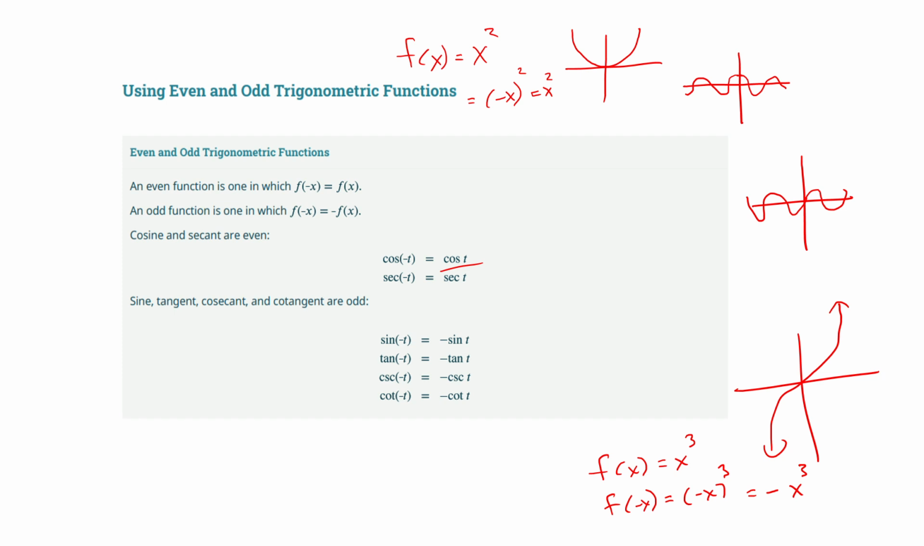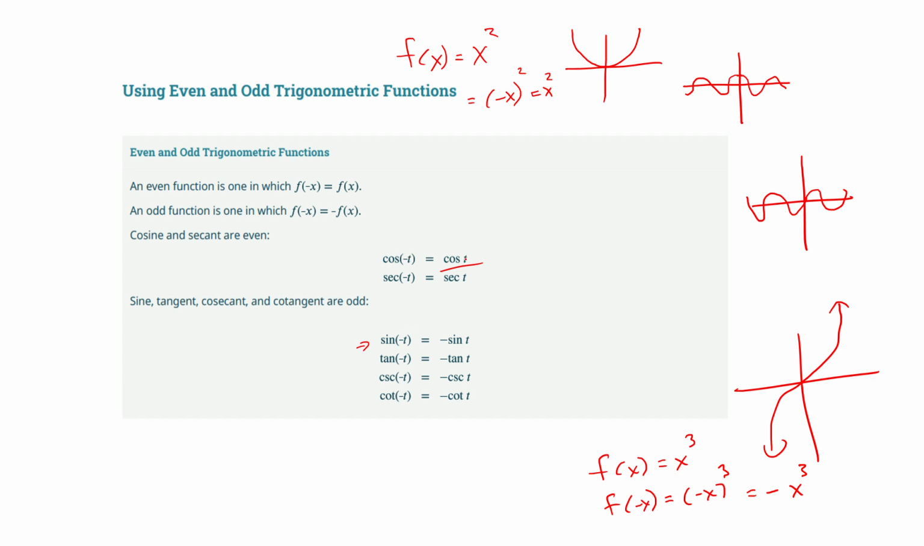Now, you don't need to know all of this at this point, but these functions, cosine and sine. So sine, if you put in negative t, you get the negative version of what you originally had. That's just what odd functions do. All of them, that's what they do. So cosine is even, sine is odd.